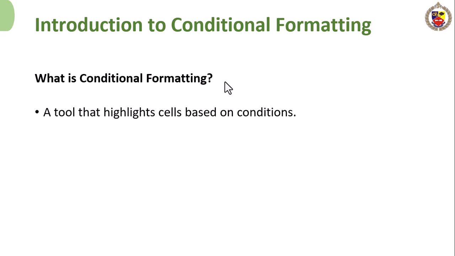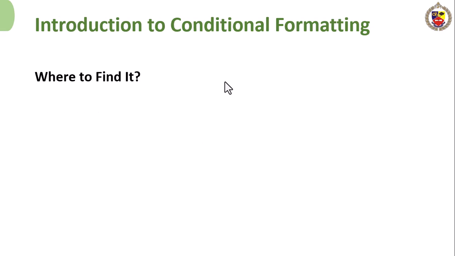Welcome to conditional formatting. Conditional formatting is a feature that allows us to automatically change the appearance of cells, such as their color, font, or borders, based on the values they contain. This makes it easier to spot trends, patterns, or issues in your data at a glance. Where to find conditional formatting in Excel? Let me quickly show you that.